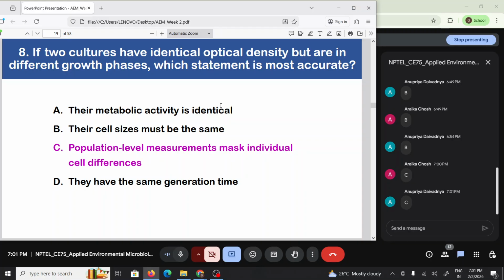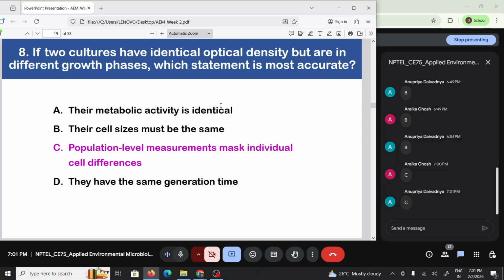The answer for this question is again C. So why? Because we saw that turbidity is kind of an indirect cell measurement technique, right? So let's say we have two cultures and they have the same optical density. One culture can be in exponential phase and the other culture can be in a stationary phase. So we don't know if both are going to be in the same phase itself.